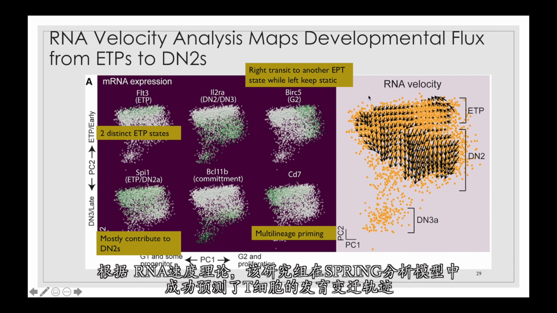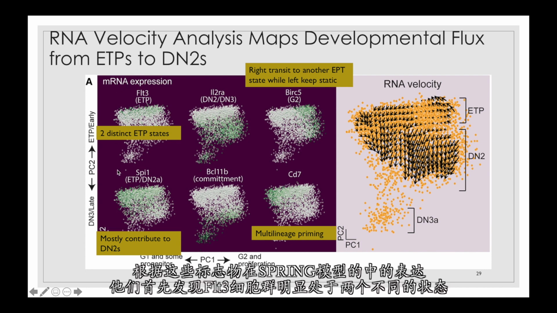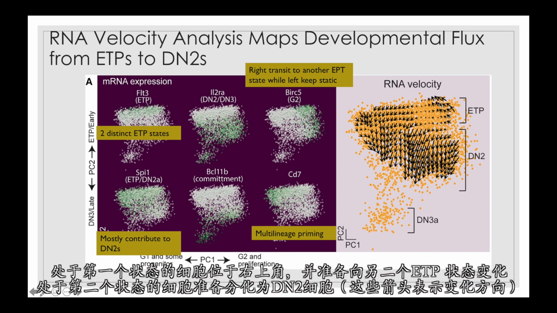Okay, so according to this theory, this group successfully predicted the developmental flux of T cell development in their SPRING analysis map. According to the marker expression pattern here, they first find that the FLT3 ETP population has two distinct states. The first state is where the cell is going to change into another ETP state, and the second state is going to contribute to the DN2 state. The arrow just indicates the changing direction.